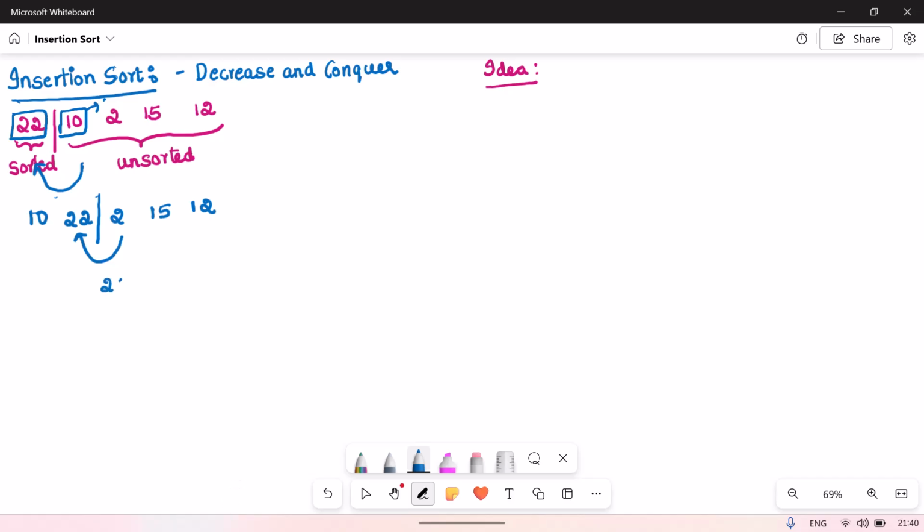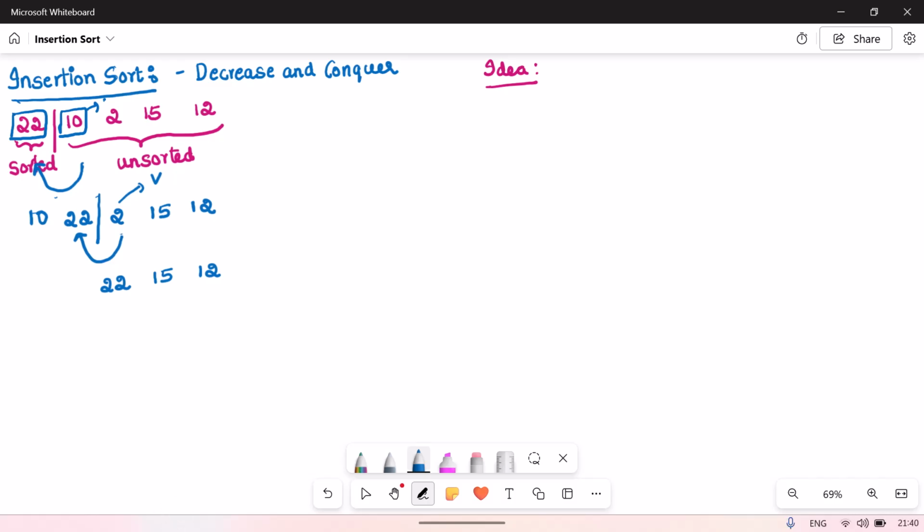22 will be brought into the position of 2. The rest of the elements to the right will be kept as they are. So in the place of 2, 22 will come, and 2 will be stored somewhere in a temporary variable.